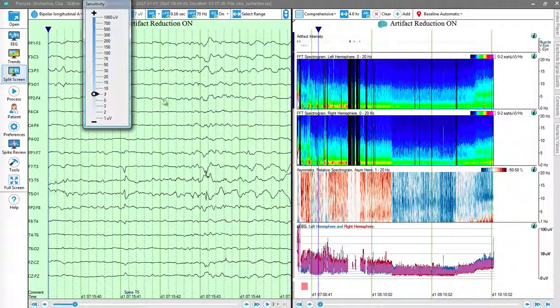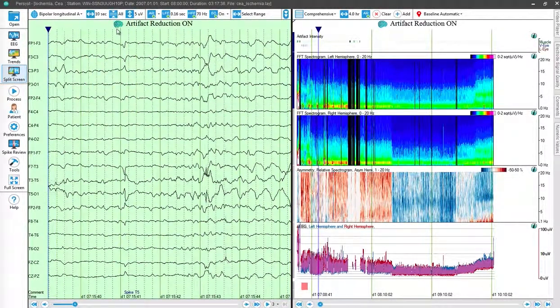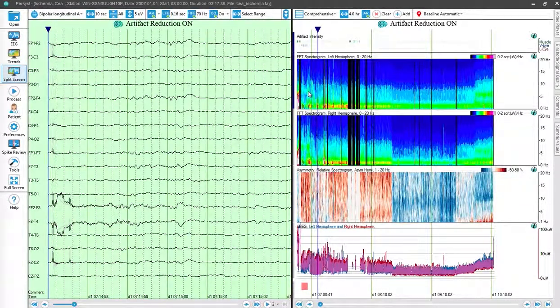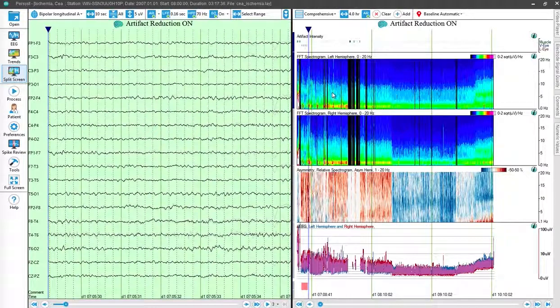It's low amplitude EEG. We'll start out at 5 microvolts. And this is the beginning of the recording where the patient is most likely awake. And then we go a little bit further on. There's some changes associated with anesthesia. This is a subset of the comprehensive panel. We're just looking at FFT spectrograms left and right from 0 to 20 hertz. Taking the square root values of those.